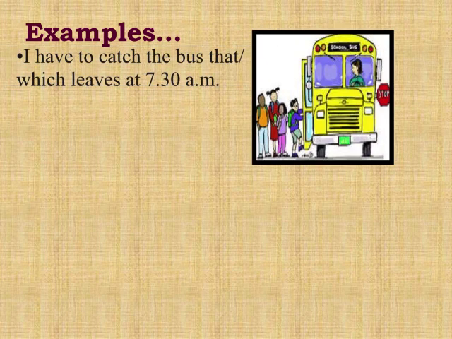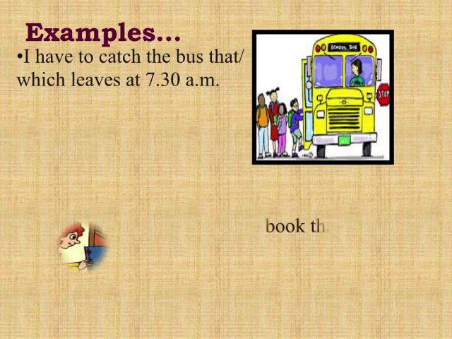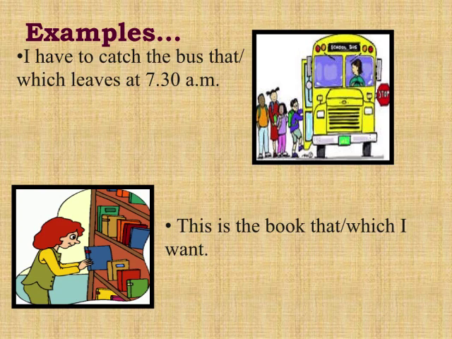In the first image you can see the boy says, I have to catch the bus that or which leaves at 7:30 a.m. So here the word that or which connects both the sentences. The first sentence is I have to catch the bus and the second is the bus that leaves at 7:30 a.m. So here both the sentences are connected with the word that or which. These words are called relative pronouns. In the second image you can see, this is the book that or which I want. So here the words that or which are relative pronouns.